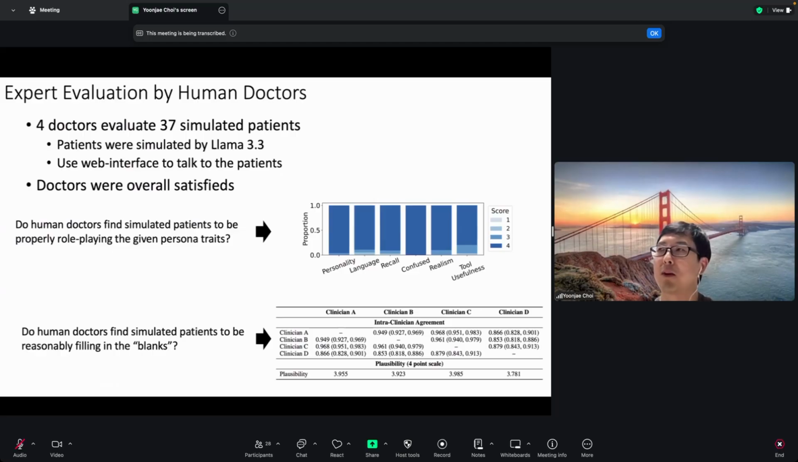Because I heard from medical professors that when medical students want to practice their diagnosis or interaction training, they actually hire actors to act like patients. So instead of doing that, maybe we can use the virtual patients. The answers were all kind of favorable, with 4 being the perfect score, high in the 3s. So that was our finding.